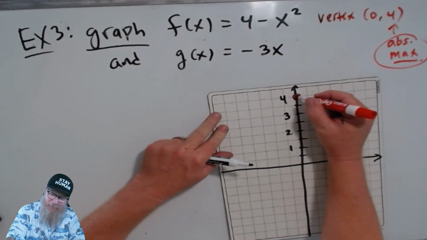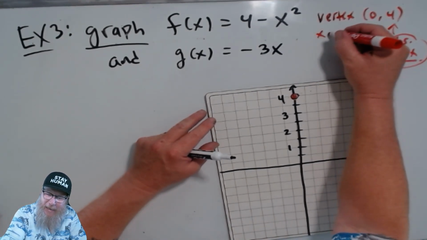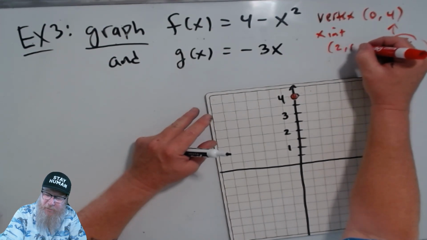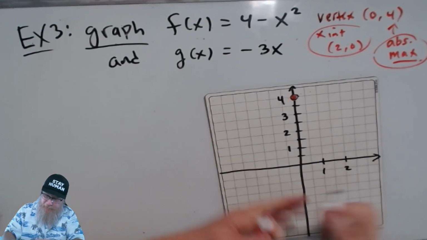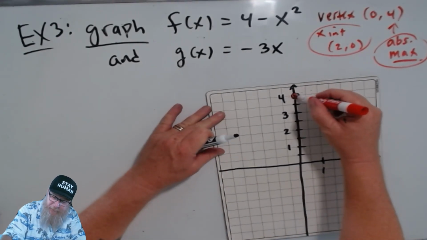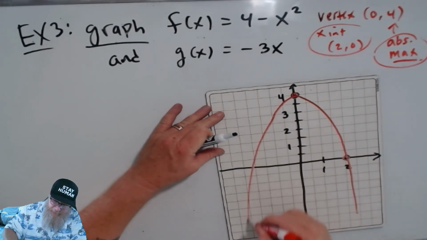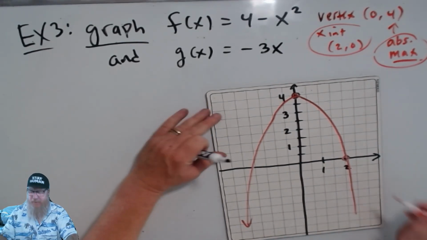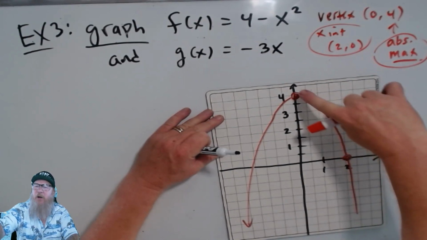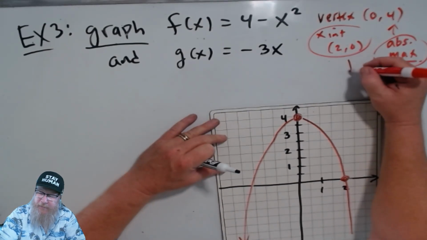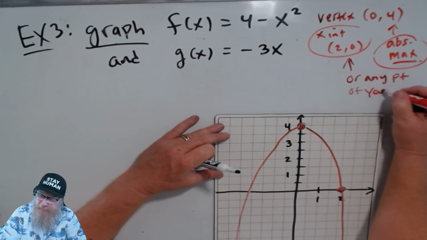And so you're going to click here, right? And then you're going to plug in any other point. I'm going to go ahead and plug in the x-intercept of 2, 0. So 1, 2. You don't have to plot the x-intercept. You can plot any other point that you like. For the computer software, you have to plot 2 points. Start with the vertex and then plot any other point of your choice.